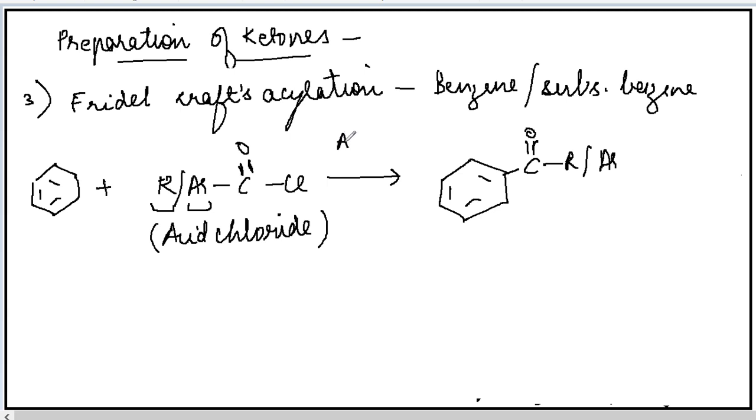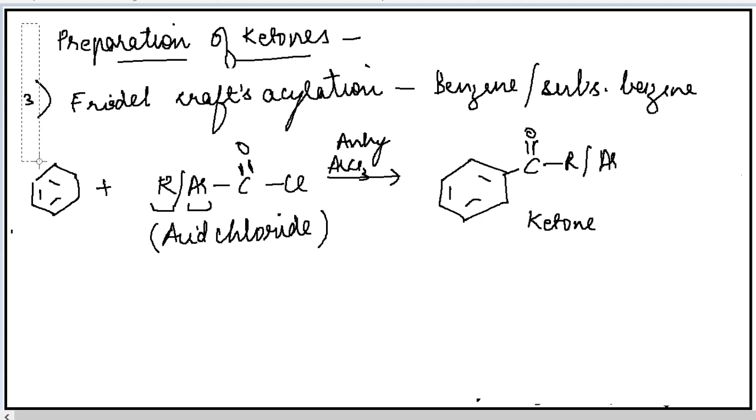The reaction takes place in presence of anhydrous aluminium chloride. So this was the last reaction, that is the Friedel-Crafts acylation reaction, in which benzene or substituted benzene is made to react with acid chloride in presence of anhydrous aluminium chloride giving ketone. Here R means the aliphatic group or Ar means the aromatic group.